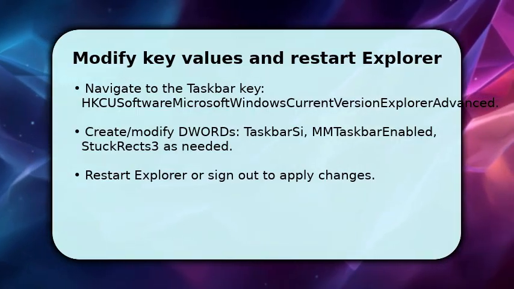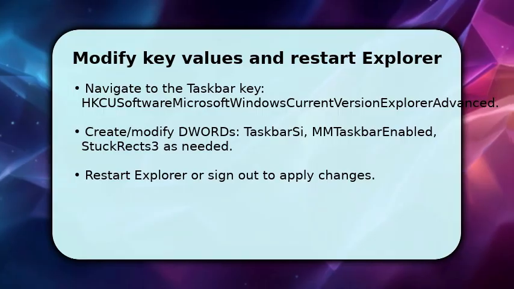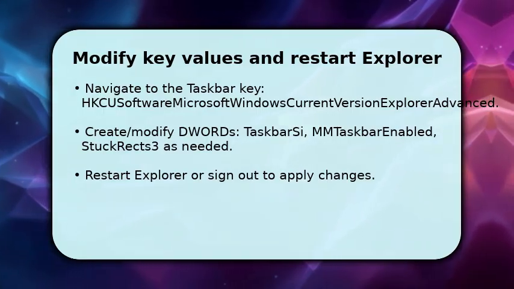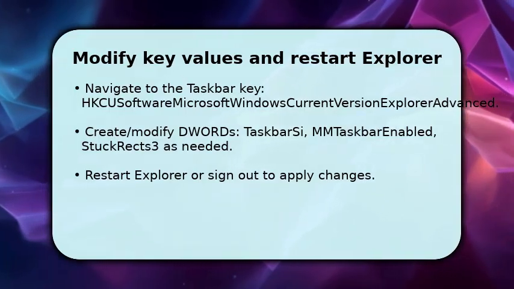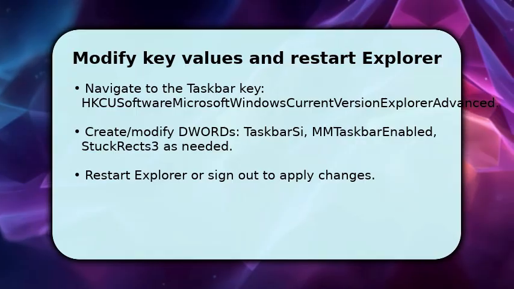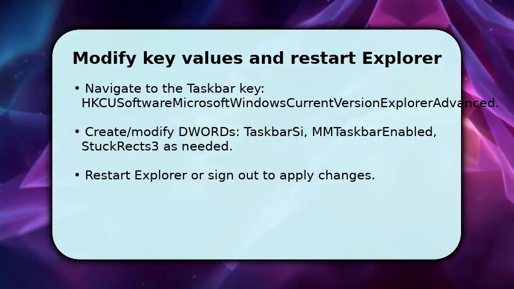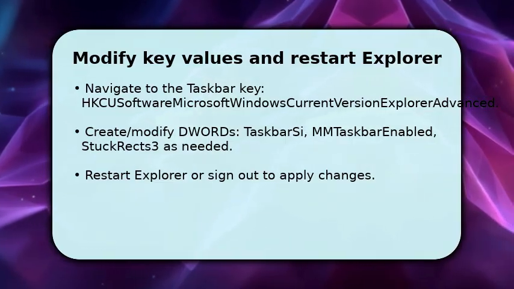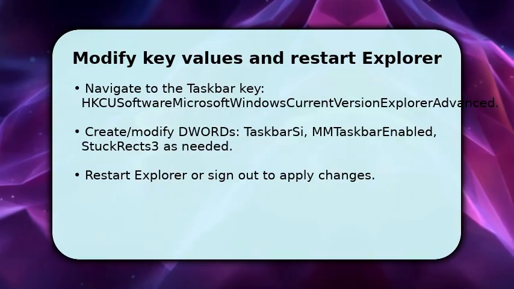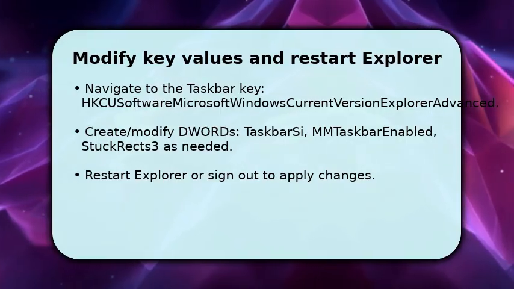For example, set TaskbarSi to 0 for small icons and TaskbarEnabled to 0 to re-enable classic behavior where applicable. If you need pixel-perfect layout, export StuckRects3 and edit the binary to change alignment bits, but only if comfortable with binary edits. Once changes are saved, restart Explorer or sign out and back in to apply them.